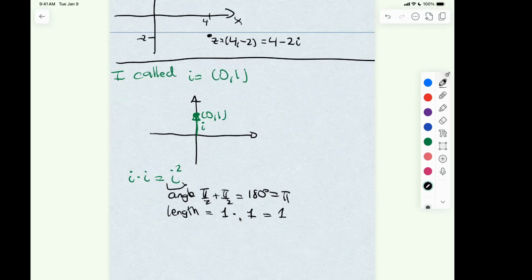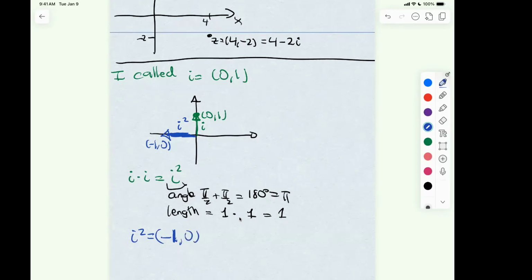But we do know what that is, right? If you have something of length 1, right? 180 degrees of length 1, that should be the point -1 comma 0. So i squared is the point -1 comma 0. I'm sorry, -1 comma 0.